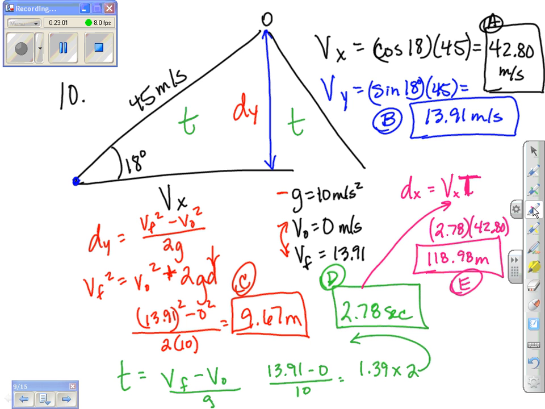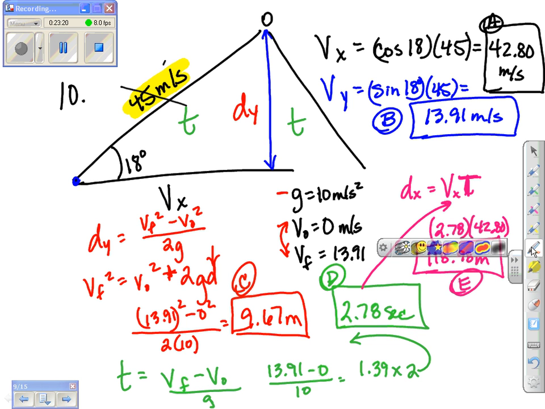You need to make sure that you realize how to work through a problem like this. My main thing to remember to tell you is that once you've used this 45 right here at the beginning of the problem, never use it again. After you use it for the 45 at the beginning, don't use it again. You'll use it to find your Vx and your Vy, but after you use that, don't plug it in as a number anywhere else. So for C, for D, and for E, don't plug 45 in anywhere.